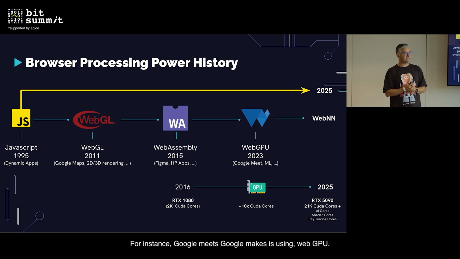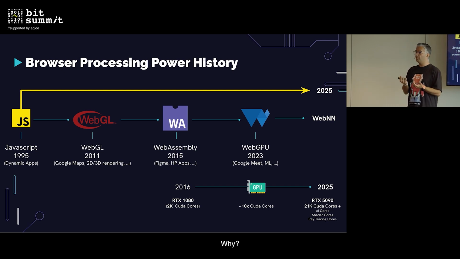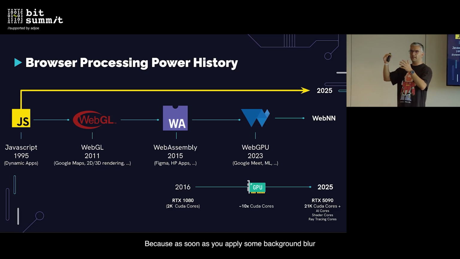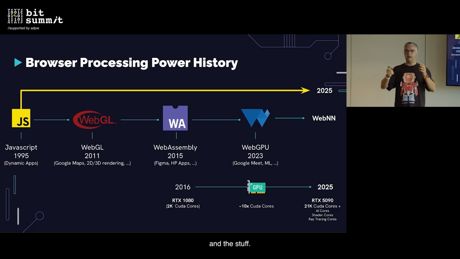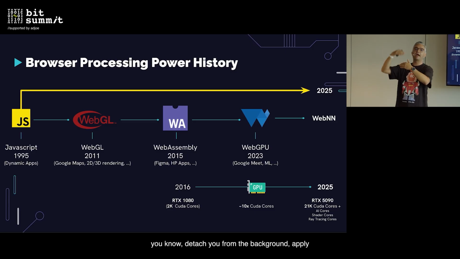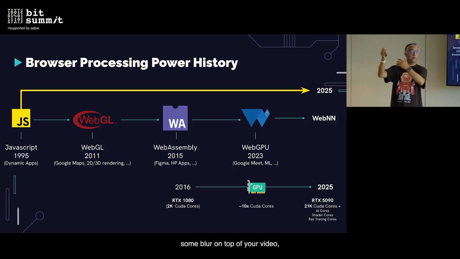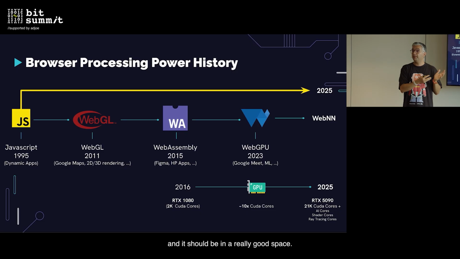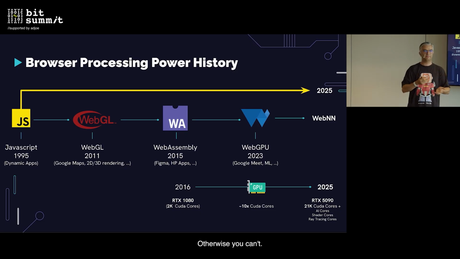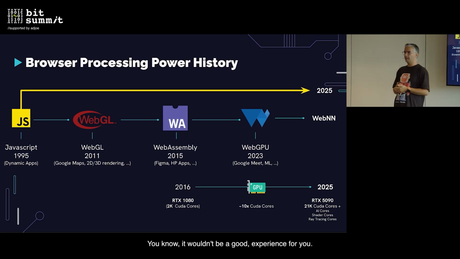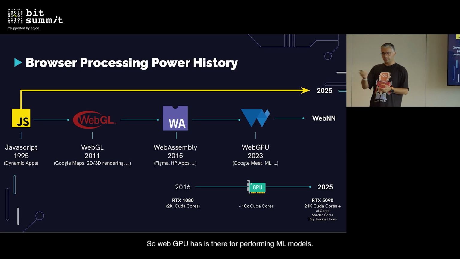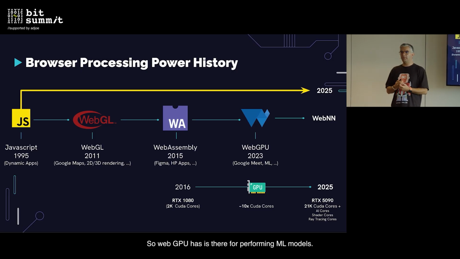For instance, Google Meet is using WebGPU. Why? Because as soon as you apply some background blur, it should detect you, detach you from the background, and apply some blur on top of your video, and it should run at a really good FPS. Otherwise, it wouldn't be a good experience for you. So WebGPU is there for running ML models.